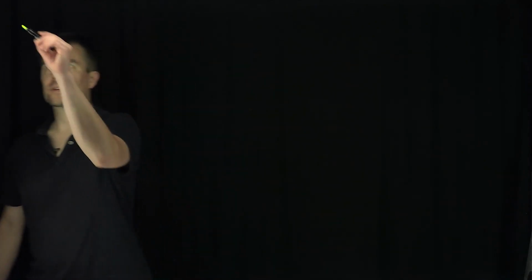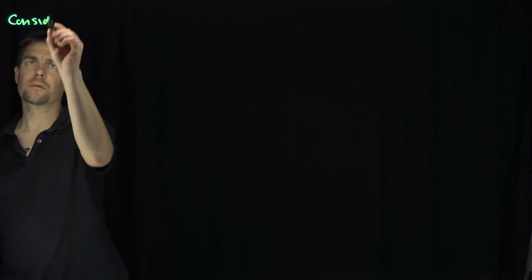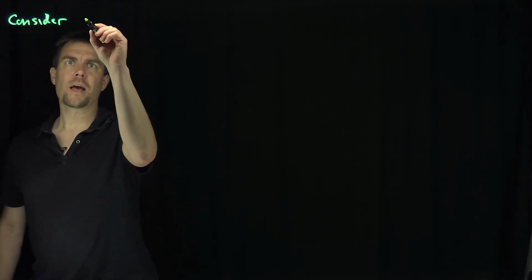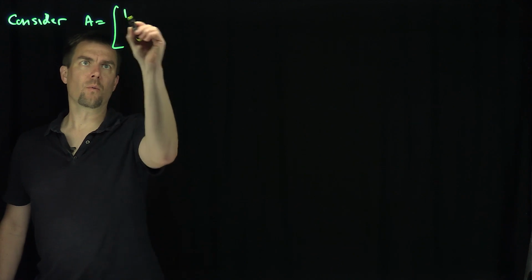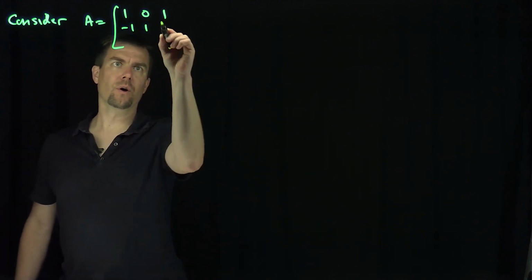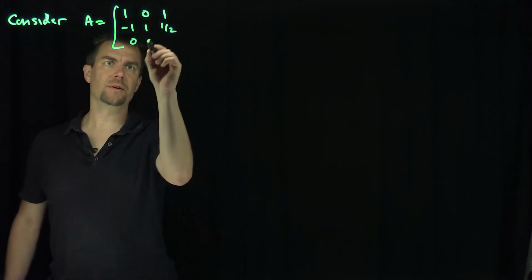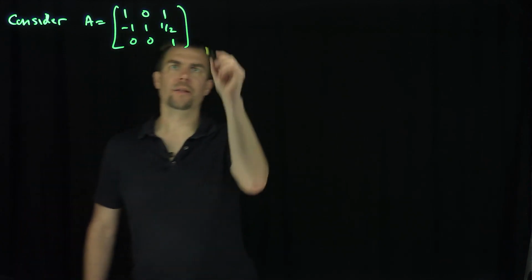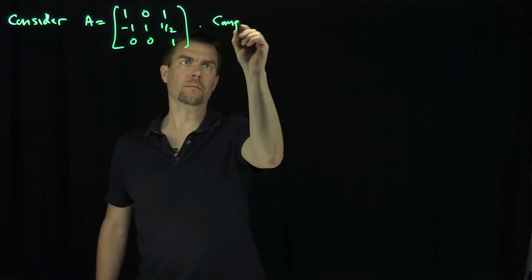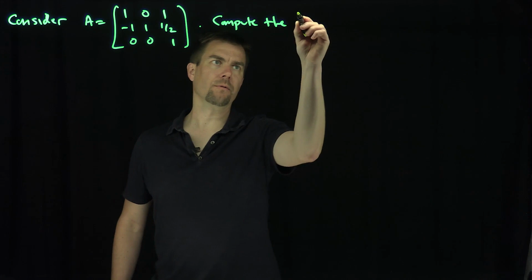Hello students, in this video we'll do a simple example of computing a Jordan canonical form of a 3x3 matrix. Let's consider the matrix A, which is going to be 1, 0, 1, then negative 1, 1, 1 half, then 0, 0, 1. And let's compute the Jordan canonical form.